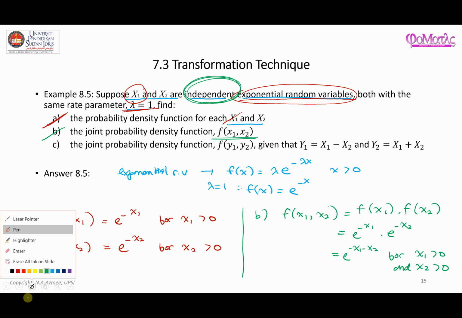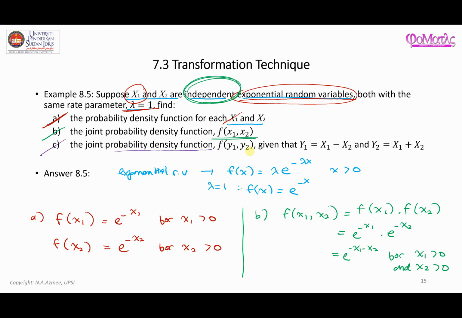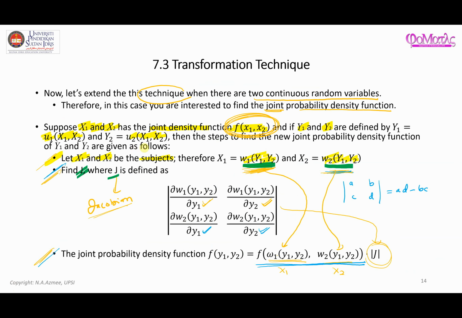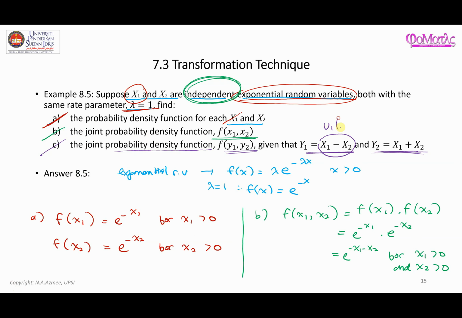Now the next part is we are going to find the joint PDF for the new random variables. We have y1 and y2, where y1 is defined by this and y2 is defined by this one. In other words, this is the notation: u1 depends on x1 and x2, u is a function, and u2 also depends on x1 and x2. So here we have x1 minus x2, x1 plus x2.